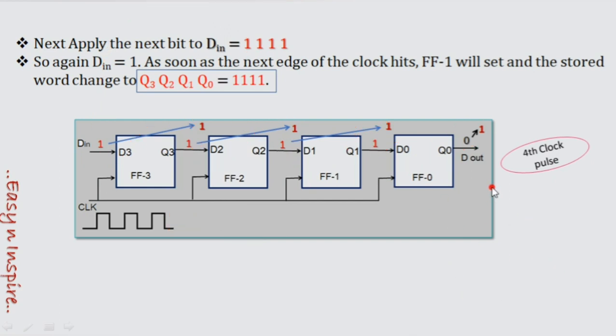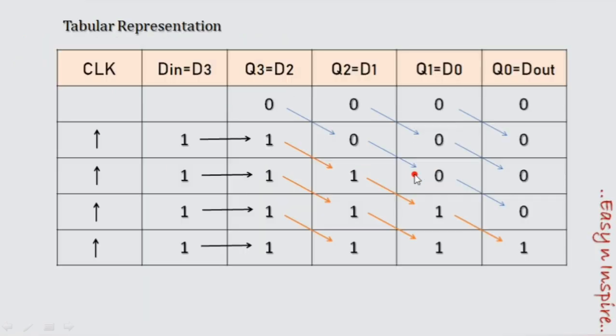Okay. And see, Q3, Q2, Q1, Q0. So 1, 1, 1, 1. This is my output. My input is 4 ones. Output is 4 ones. Means it is stored here. So remember, input is 4 ones. Initially you have considered 4 ones as input. See, this is my input. And now this is my output. Means it is stored here.